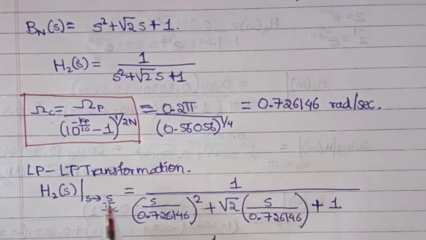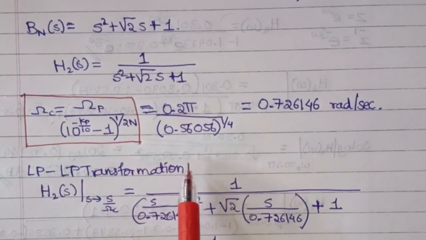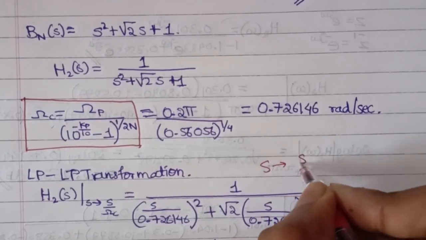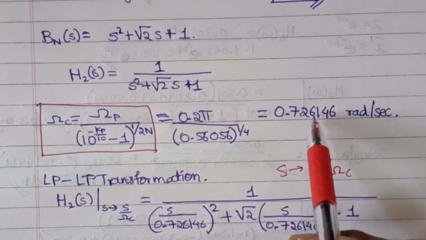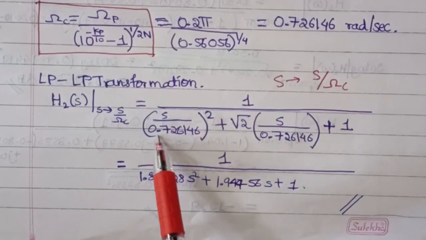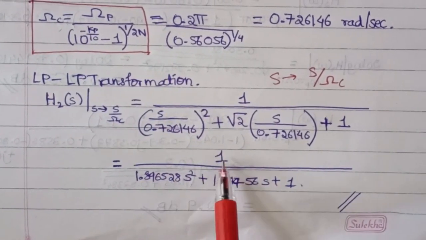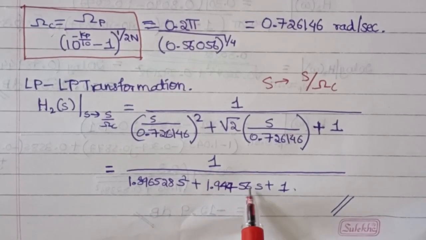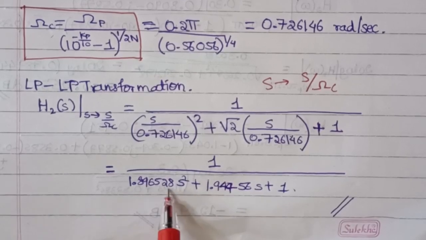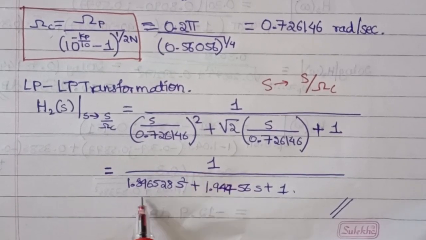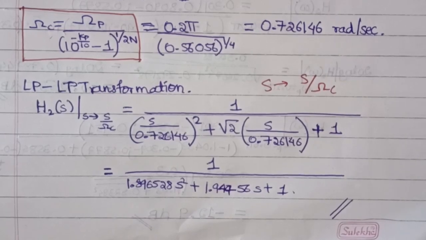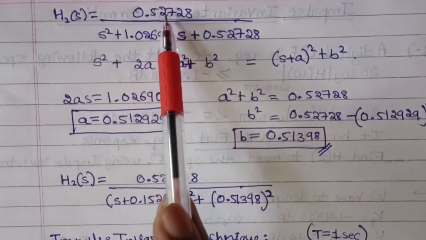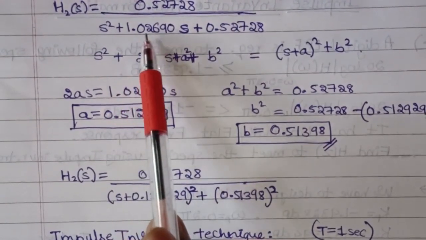Since we are asked to design a low pass filter, we have to apply the low pass to low pass transformation. For this, we substitute s as s/ωc, where ωc is 0.726146. Applying the same, we get H2(s) = 1 / (1.896528 s² + 1.94956 s + 1). We have to keep the coefficient of the highest order as 1, hence divide numerator and denominator by 1.896528. We get H2(s) = 0.52728 / (s² + 1.02690 s + 0.52728).